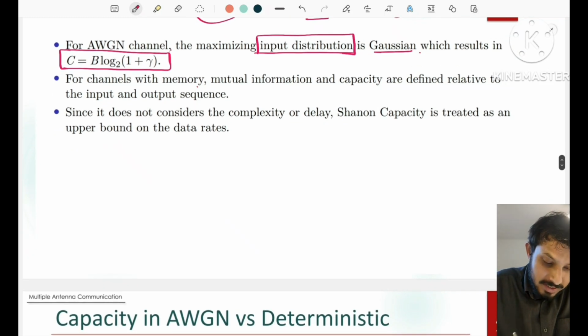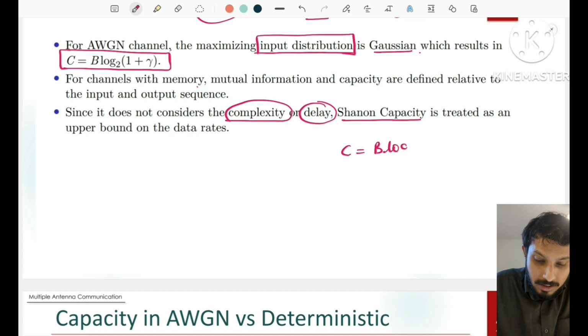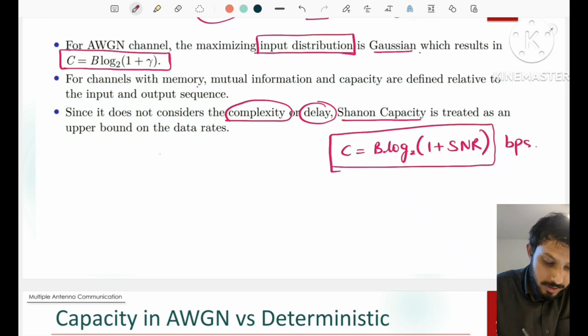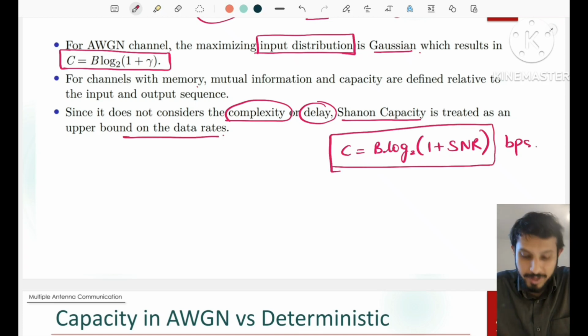And since it does not consider any constraints on complexity and delay, this formula, Shannon capacity C is equal to B log2 of 1 plus SNR bits per second, is treated as an upper bound on the data rates.